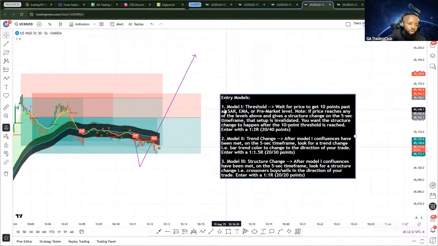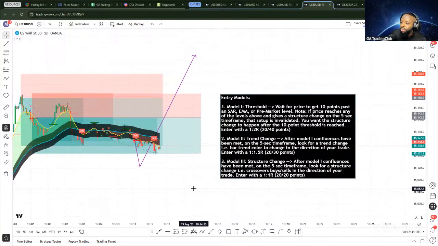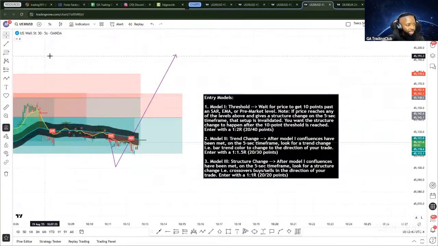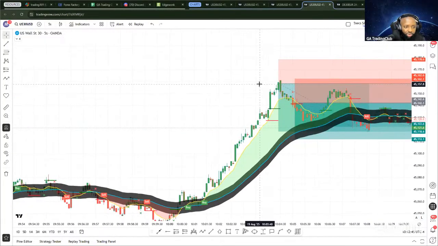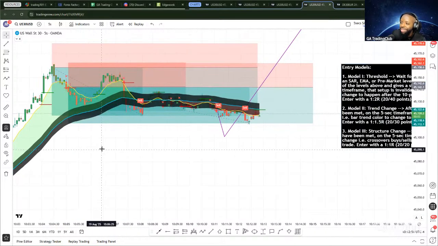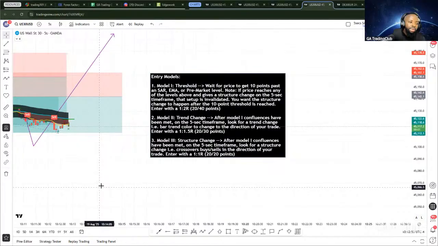But anyway, Model 1, right? You're just waiting for that 10 points. Model 1 will always give you that nice entry. You see how with Model 1, we got that precise entry. We literally entered at the high right there. So when all goes well, Model 1 gives you a nice snipe entry.